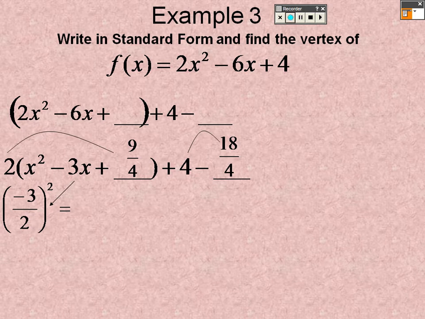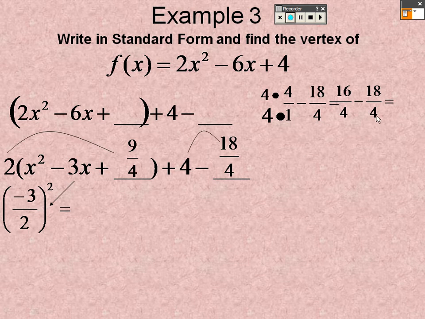But for those of you that don't have a graphing calculator, you're going to have to find common denominators. So I'm going to have to multiply both the top and the bottom by 4. So I get 16 over 4 minus 18 over 4. I get negative 2 over 4, which is negative 1/2 when you simplify it.